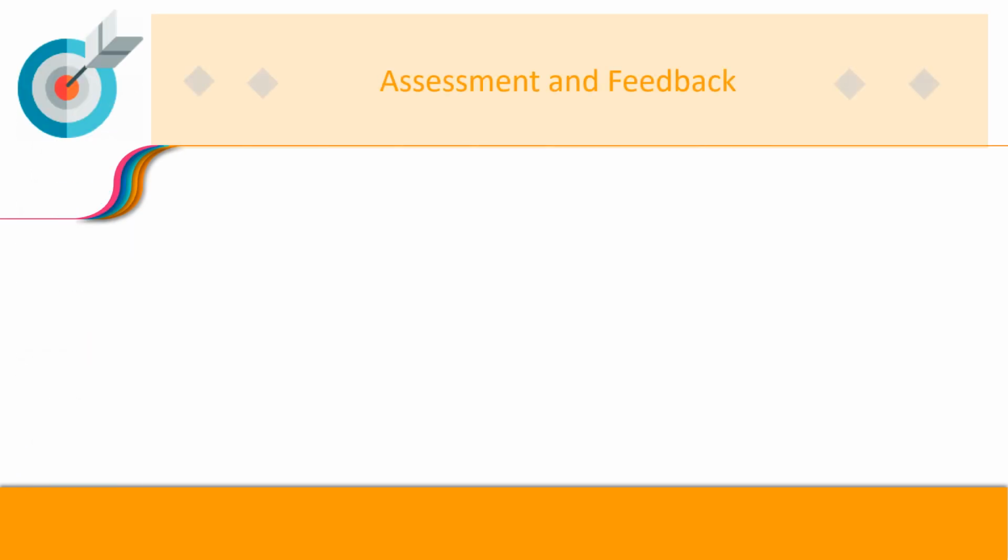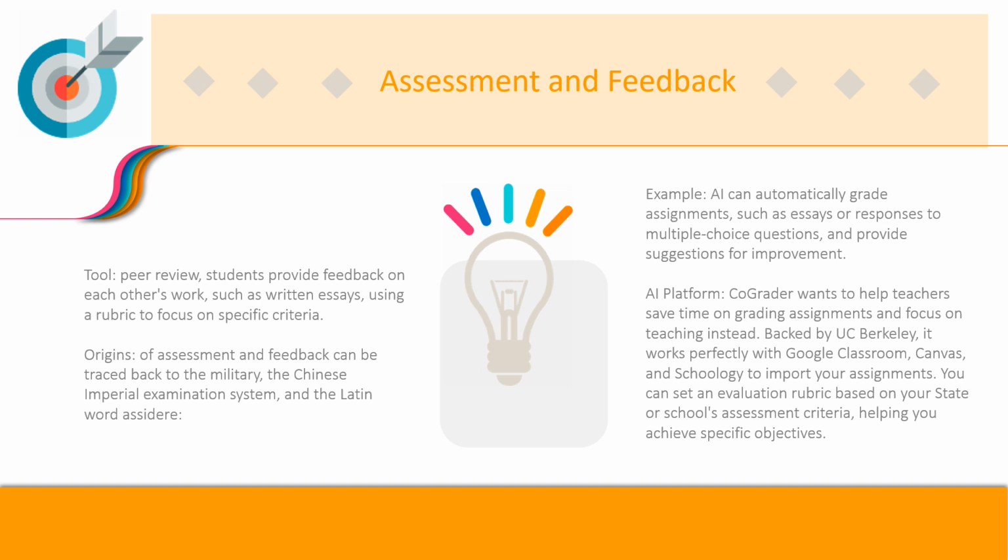Number 8 is assessment and feedback. It originated from the Latin word assidere, and assessment and feedback can be traced back to the military and Chinese imperial examination systems. The tool would be peer review. Students provide feedback on each other's work, such as writing an essay using rubrics to focus on specific criteria. AI can automatically grade, so this could be used in the classroom. AI can automatically grade assignments such as essays or responses to multiple-choice questions and provide suggestions for improvement.